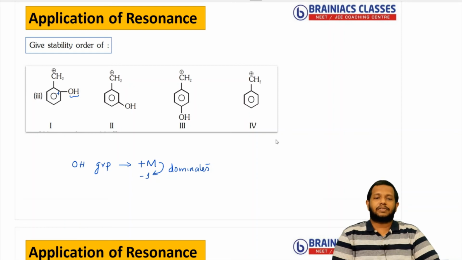Correct? So the plus charge is coming, and what group is present? Plus M group. What will the plus M group do? It will donate electrons. So electrons will come over here and stabilize this one. Even though due to the minus I effect it is pulling the electrons, the more prominent effect is the resonance effect. So I can say this is getting stabilized. Correct? Okay, I am just not drawing it.